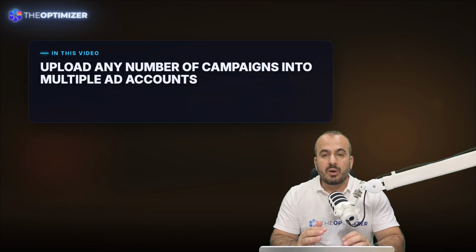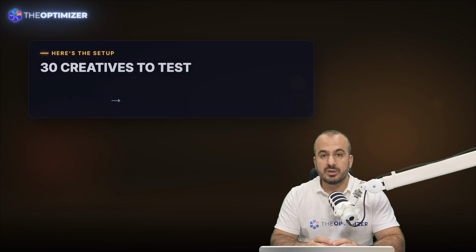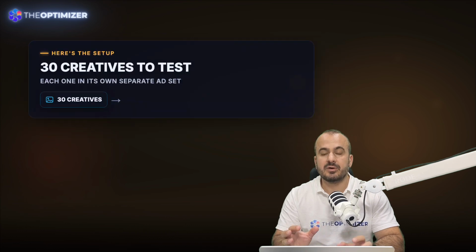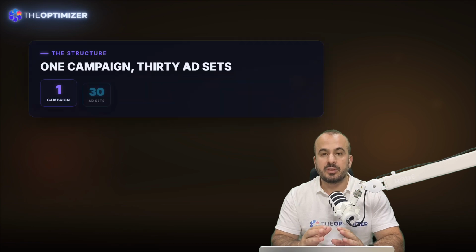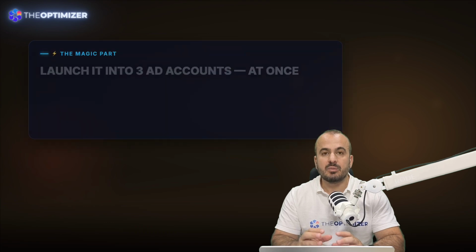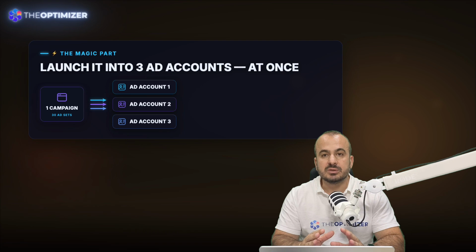In this video, I want to show you how you can upload any number of campaigns into multiple ad accounts at once. I have 30 creatives that I want to test in a campaign, each in a separate ad set. So I'm going to create one campaign with 30 ad sets, each ad set having one creative. And then I'm going to launch this campaign into 3 different ad accounts at once.